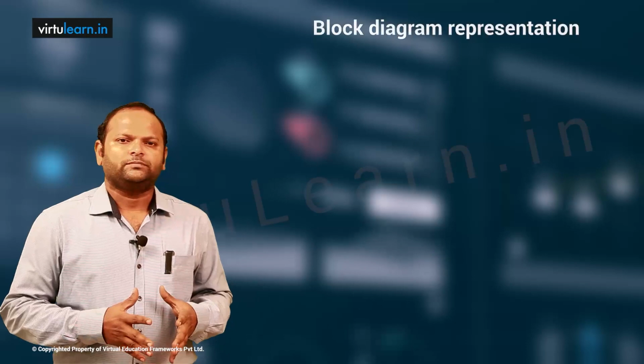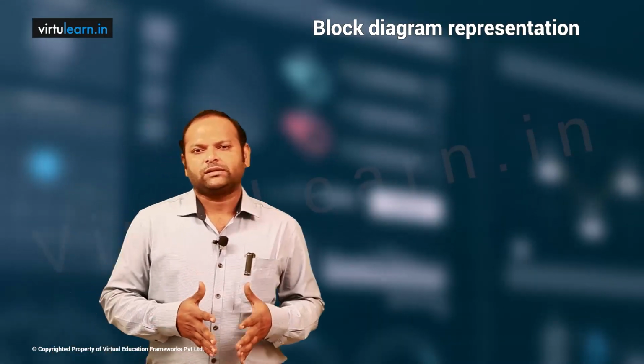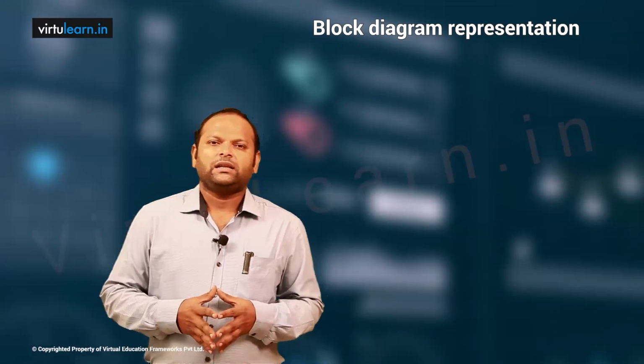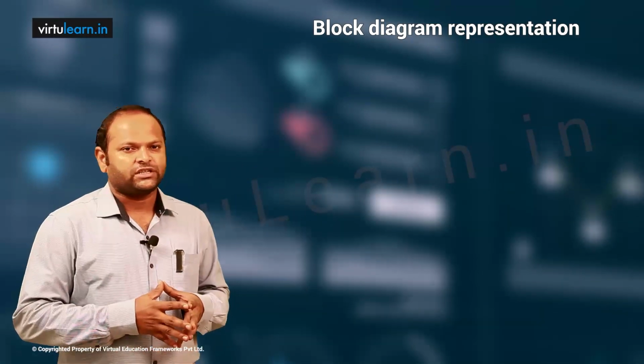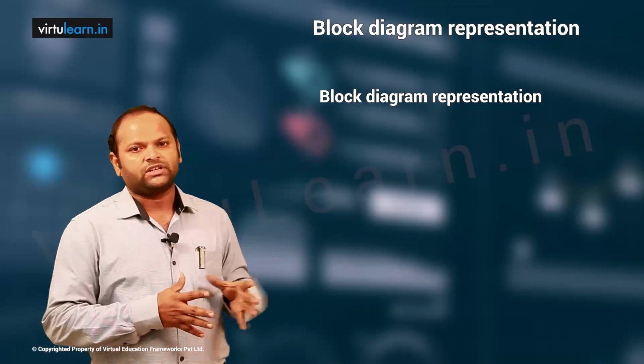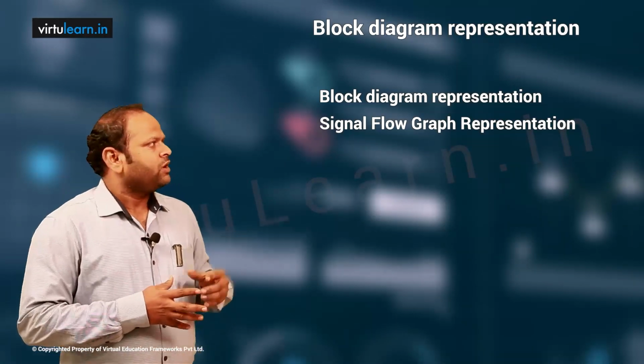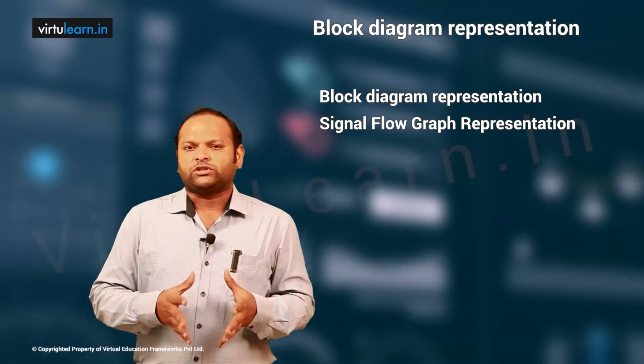In control systems, almost all the systems are represented in one way or another. Basically, there are two types of representations. One is block diagram representation, the other one is signal flow graph representation. Both the representations are almost the same.